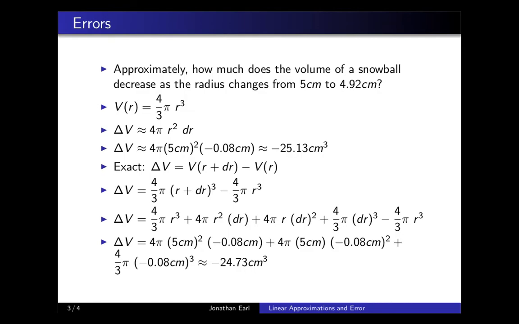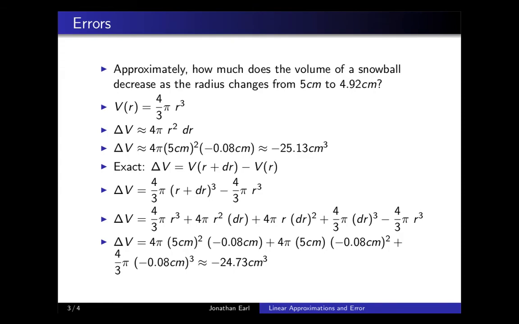And from this expression, we can find the change in volume to approximately be the derivative times the change in the radius. So our derivative of the volume is going to be 4 pi r squared. And then we still have our dr kicking around. So what that says is that the approximate change in the volume is going to be 4 pi times 5 centimeters squared times minus 0.08 centimeters, or minus roughly 25 cubic centimeters.